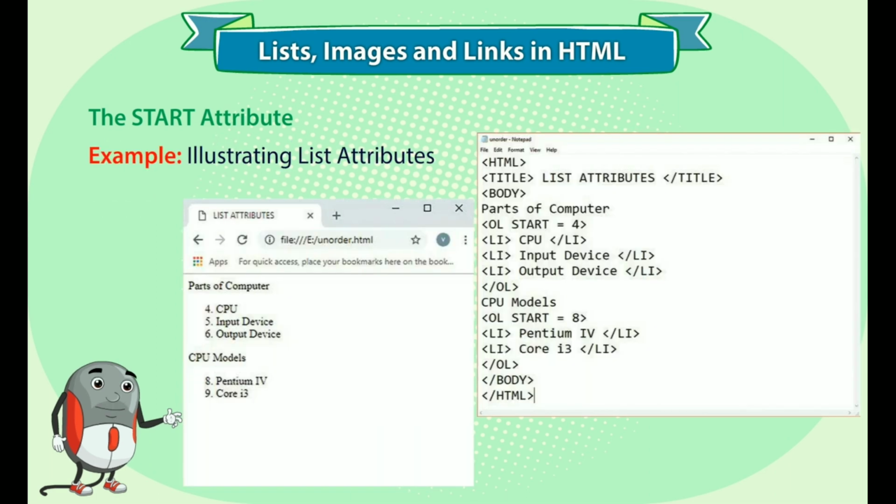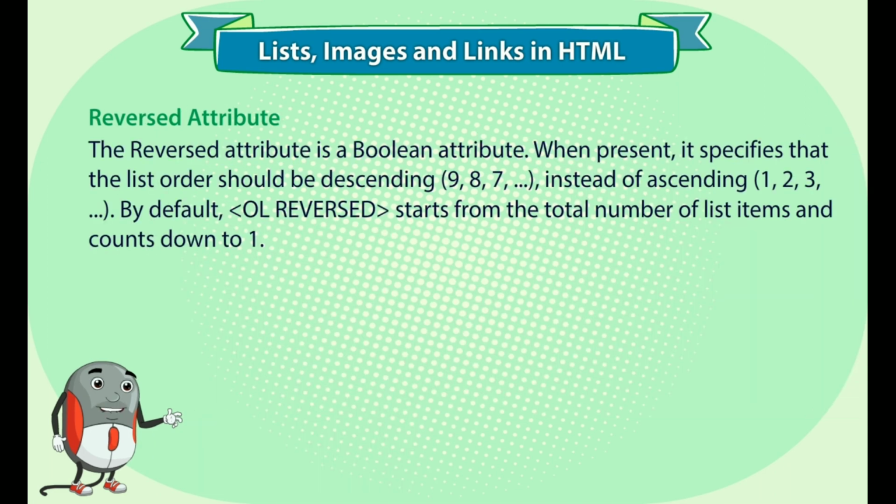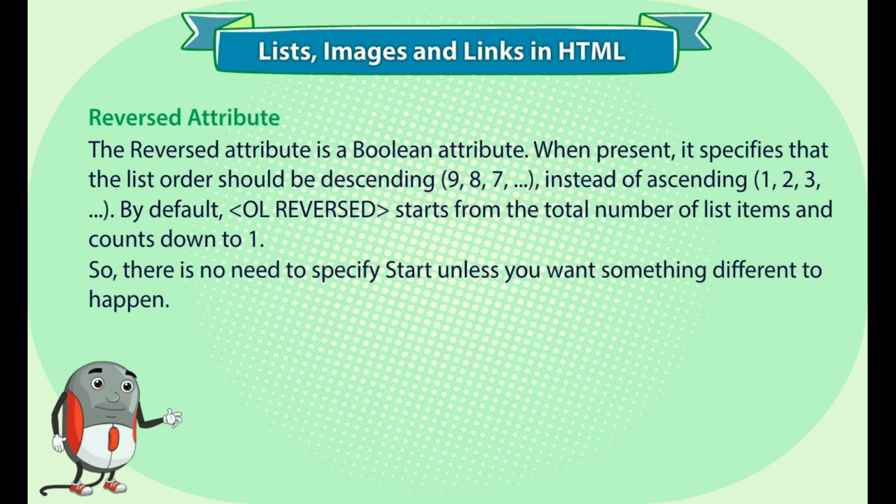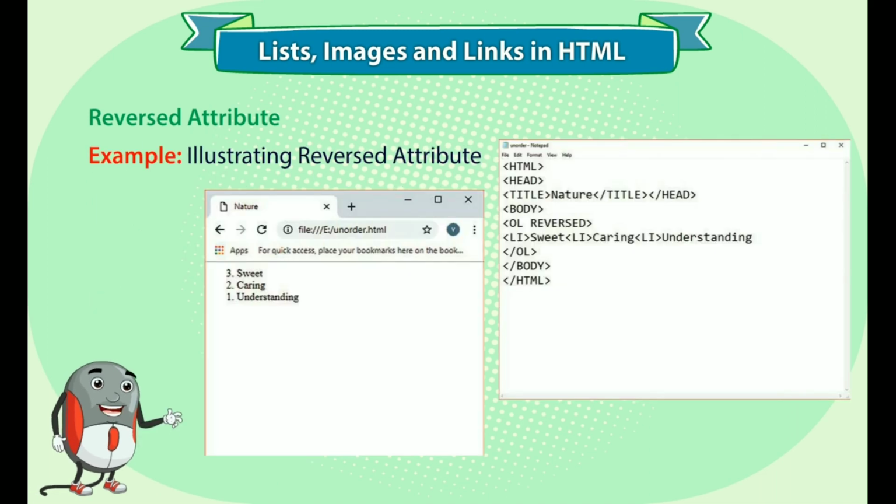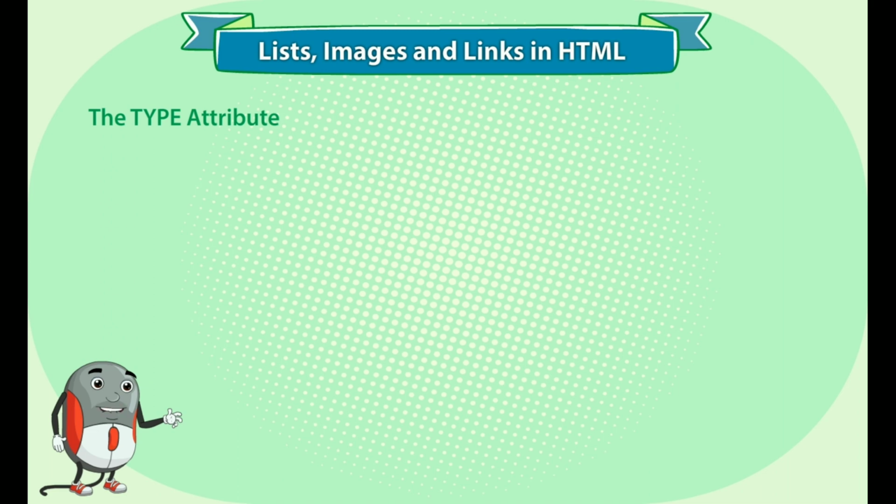Example: illustrating list attributes. Reversed attribute. The reversed attribute is a Boolean attribute. When present, it specifies that the list order should be descending, 9, 8, 7 and so on, instead of ascending, 1, 2, 3. By default, OL reversed starts from the total number of list items and counts down to 1. So, there is no need to specify start unless you want something different to happen. Example: illustrating reversed attribute.